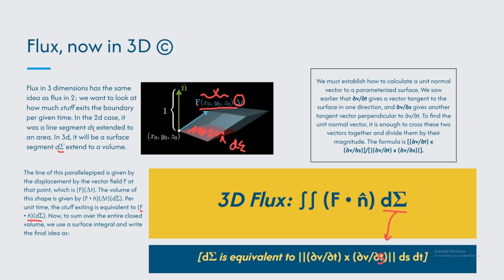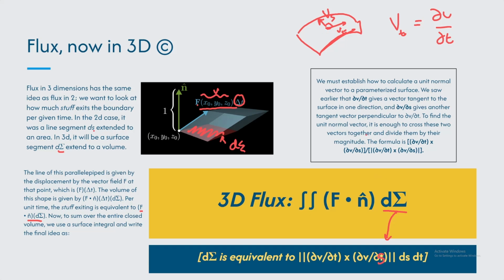Firstly, we should look at how the unit normal vector is calculated in a parametrized surface. We looked before that dv dt gives a vector tangent to the surface in one direction, and dv ds gives another tangent vector perpendicular to dv dt, but still tangent. If you have a surface that's a bit curved, you get, let's say, vt. By the way, vt just means dv dt. It's just another notation. And then you have vs. So these are perpendicular, but they're still tangent to the surface here.